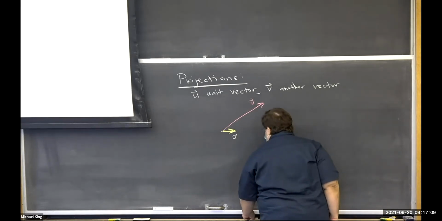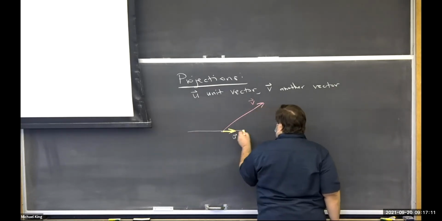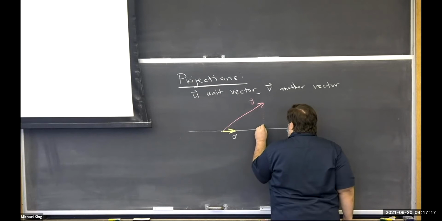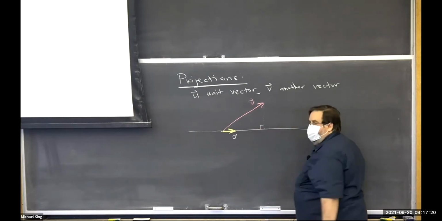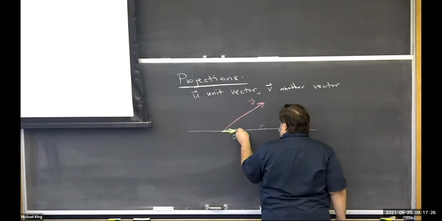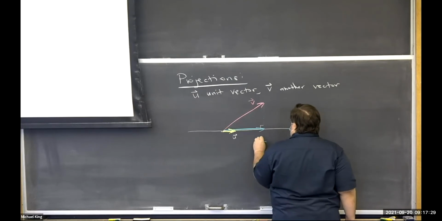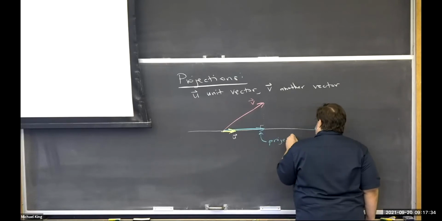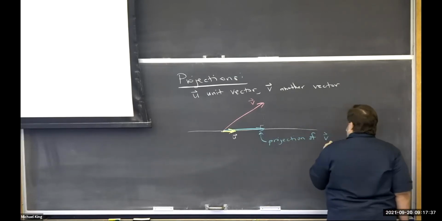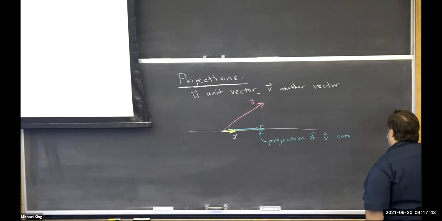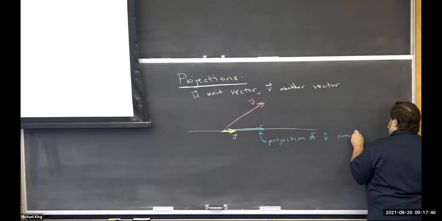So there's a line here, and if you drop the perpendicular, drop the orthogonal, there's this vector right here. And this is the projection: the projection of V onto the line determined by U, or onto U, however you want to say it.